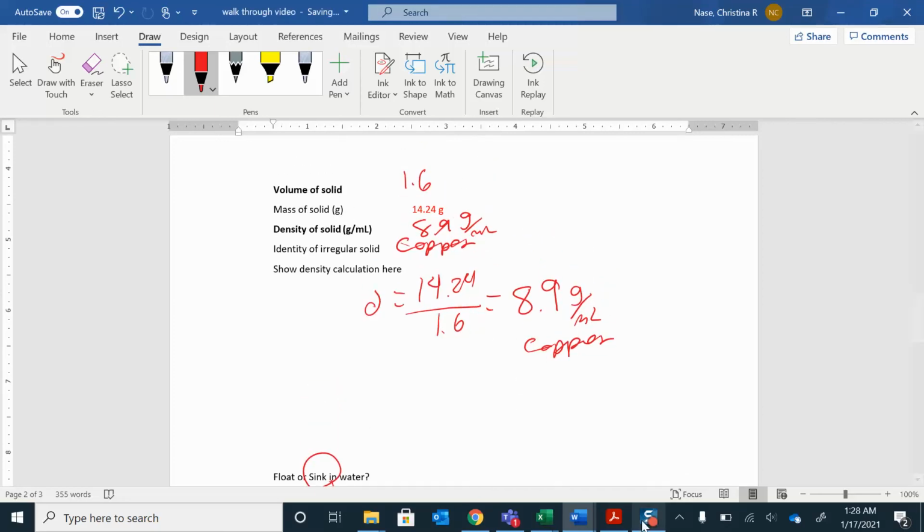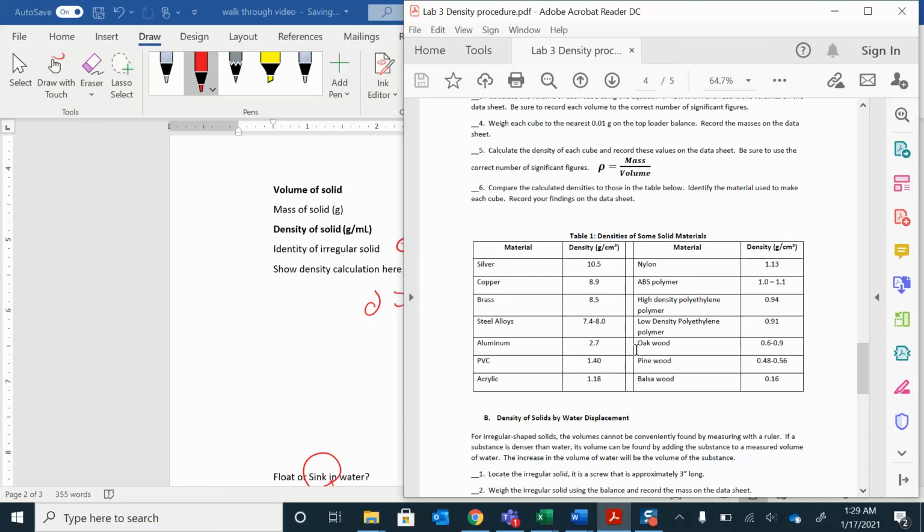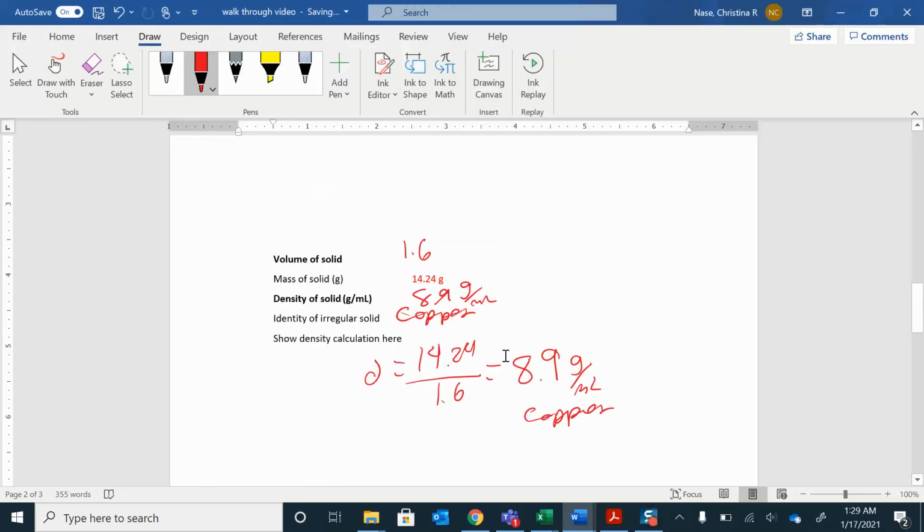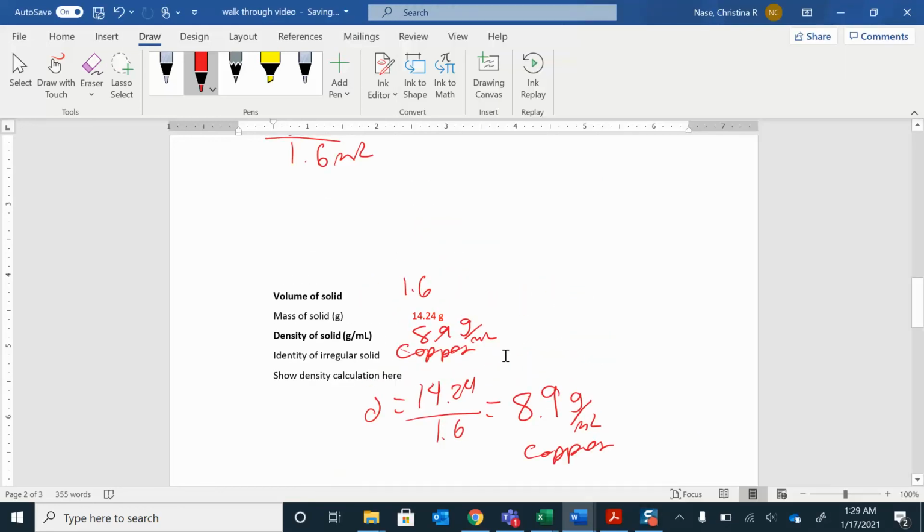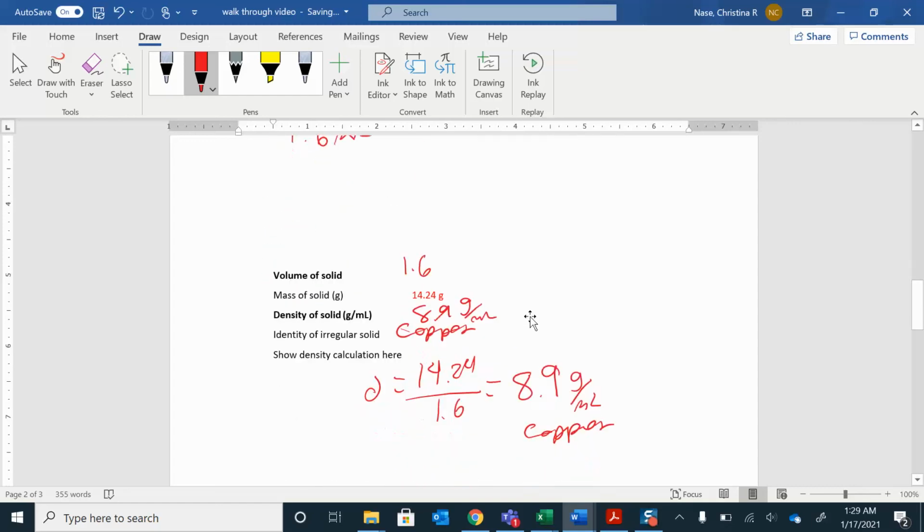Now, when you're looking up things in the table, you may not get an exact number. Just pick the closest one that you can find. And if there's not one in the table, email me, so we'll figure out what happened there. There's a lot of things that can go wrong, just let me know and we can figure it out.